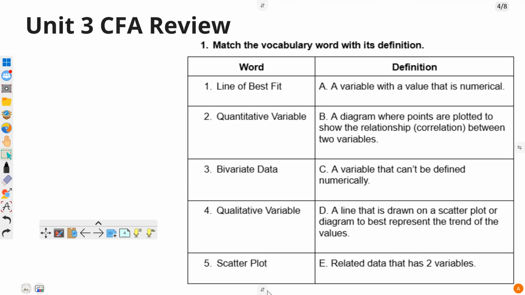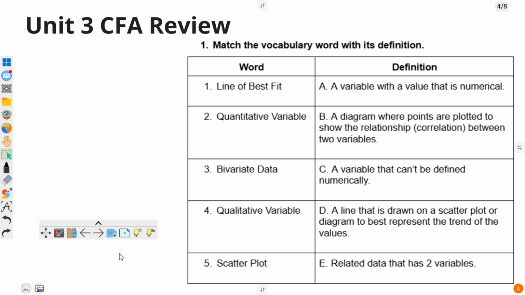Right, so we are preparing for your CFA for Unit 3. You guys have done really good with this unit so far. I know a lot of it is just continuing with our linear equations, so it's just extra practice there. So hopefully this will be pretty easy for you guys, okay? So first thing we want to talk about is our vocabulary.